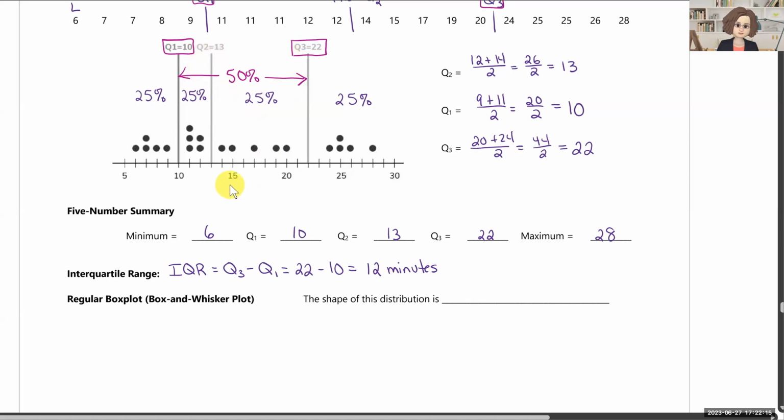Okay, so graphically displaying the 5-number summary, it's called a regular box plot. It's also called a box and whisker plot. You'll see why the whiskers come into play here. So here's what we do.